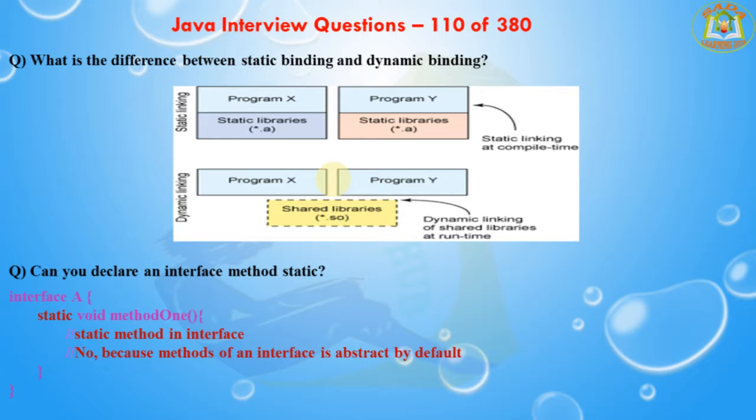The next question is, can you declare an interface method static? No, because methods of an interface are abstract by default, and the static and abstract keywords cannot be used together. That's why we can't use the static keyword in interface level methods.